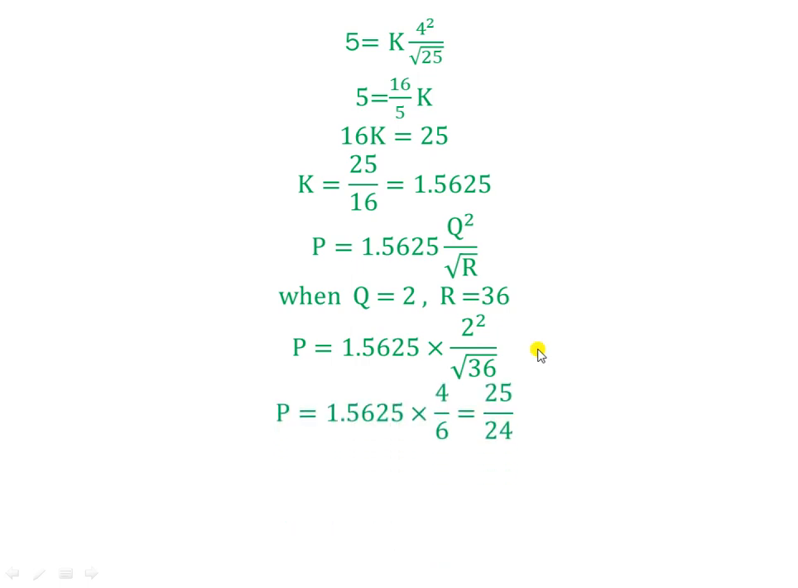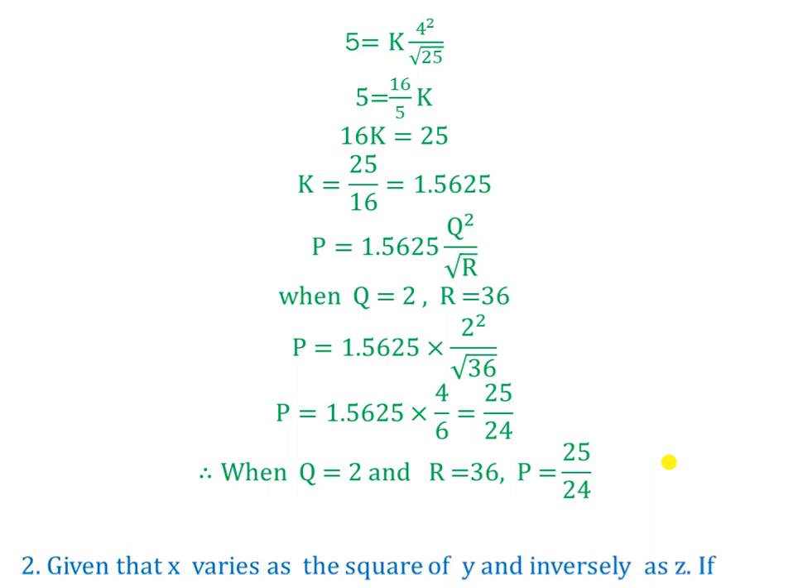And when you try to simplify this a bit, 2 squared is 4, square root of 36 is 6. So when you multiply 4 out of 6 by 1.5625, it gives you 25 out of 24. So we can conclude that when q is equals to 2 and r is equals to 36, then p will be 25 out of 24. And that gives us our comprehensive solution for our example number 1.